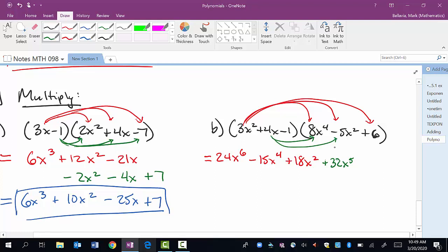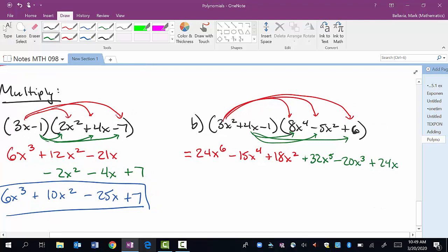Positive 4x times negative 5x squared will be a negative 20x to the third. And then a positive 4x times positive 6 makes this positive 24x. And then the last term, the negative 1 is going to get brought through.